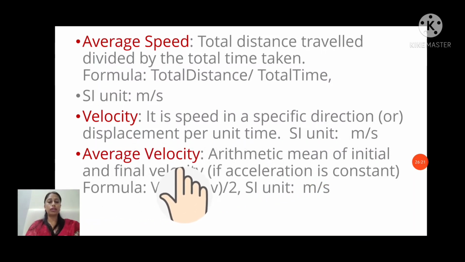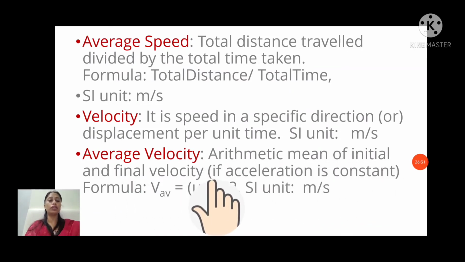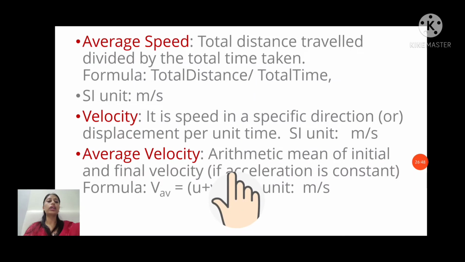Now, average velocity. What is average velocity? As we found the average speed, in the same way we find average velocity. It is the arithmetic mean of the initial and final velocity, as we know, starting velocity and ending velocity. Initial means starting, final means ending. You have to add and divide by 2, because we have two velocities, initial and final.